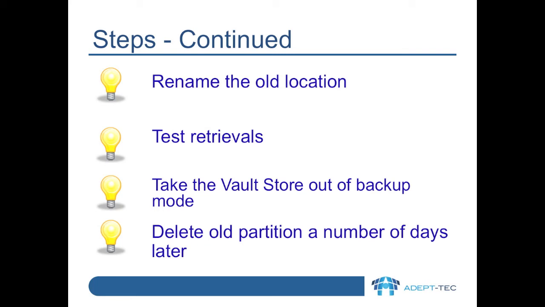Then we'll test some retrievals of archived items. We'll take the vault store out of backup mode. And then a number of days later, after we've done some monitoring and investigation of the event logs to make sure there are no problems, we'll delete the old partition. This list forms a thorough, rigorous approach to moving the data and contains multiple fail-safes in case any issues are encountered. We'll now go through these steps.